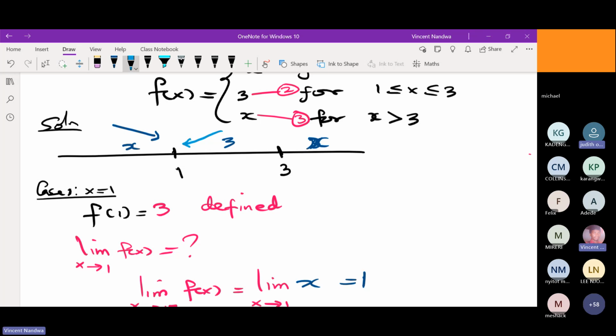F of x will be? Remember when you are splitting this, these are the values of f of x in these intervals. These are the values of f of x. Will be 3. So which f of x will be used when we are approaching 1 from the right-hand side?